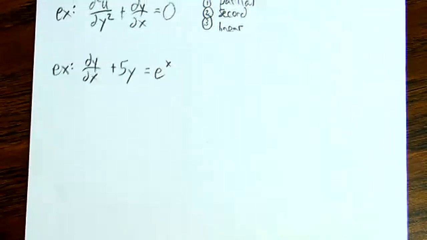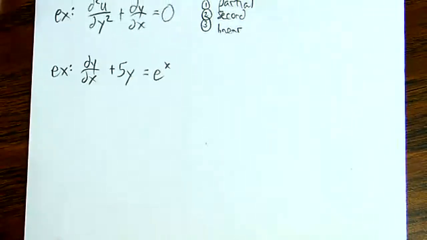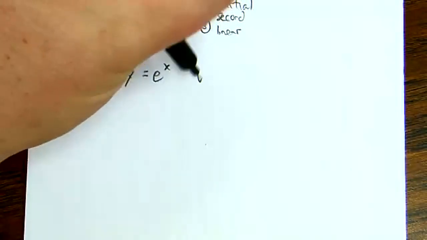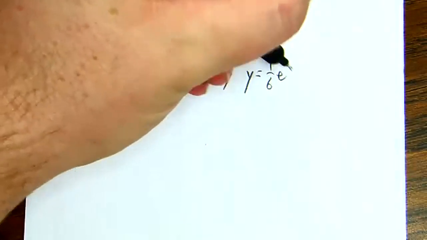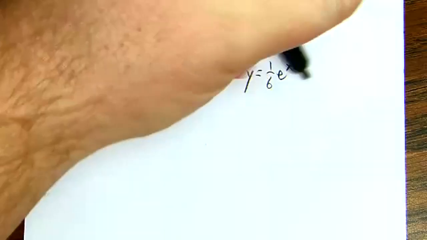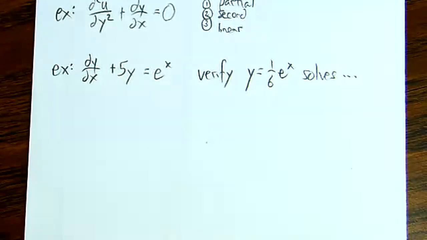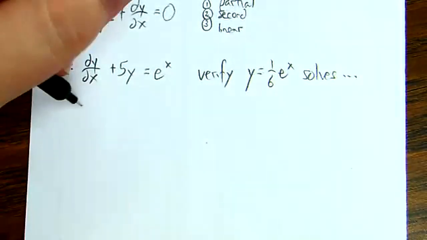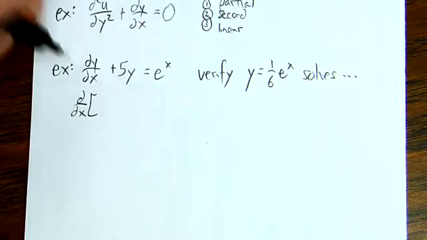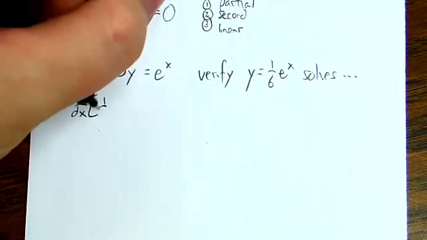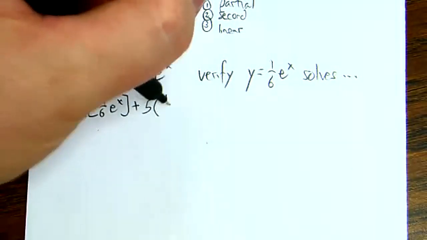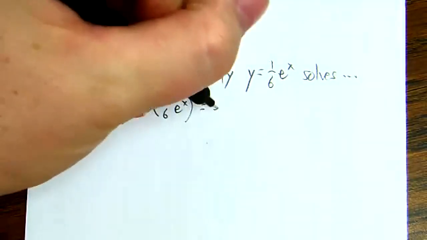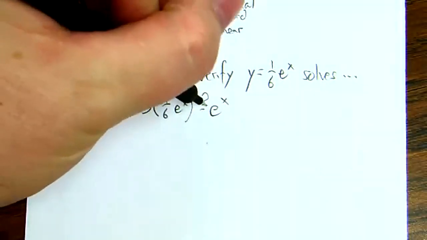This was a first order linear differential equation. And maybe we're asked to verify that y equals 1/6 e to the x solves this differential equation. This means I need to plug this into here to see if I get a true statement. So I'm taking the derivative with respect to x of y plus 5y, and that needs to be equal to e to the x. That's what I'm testing to see if it's true.